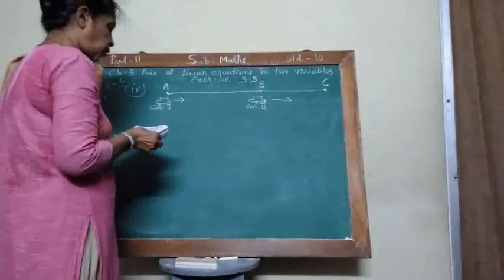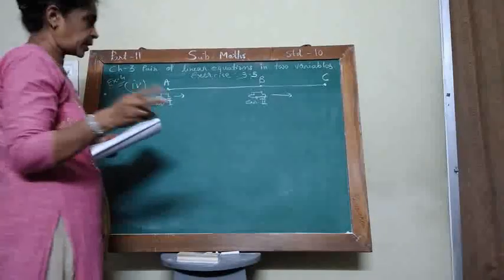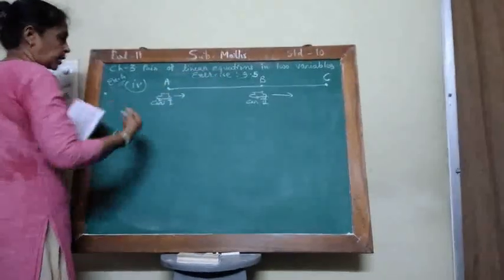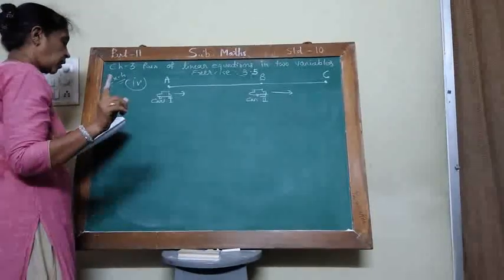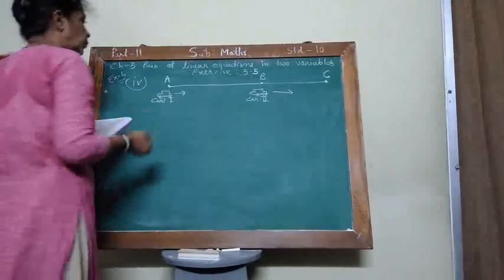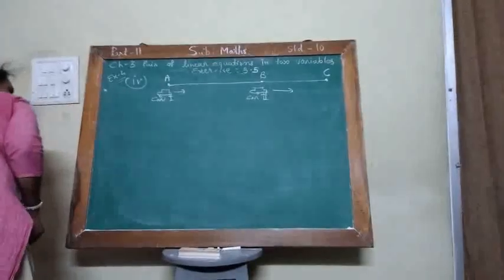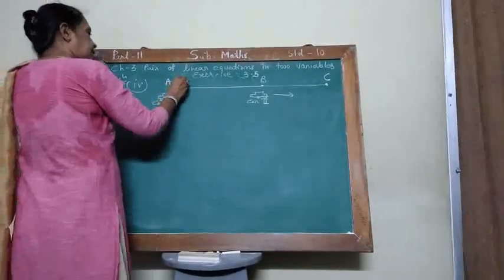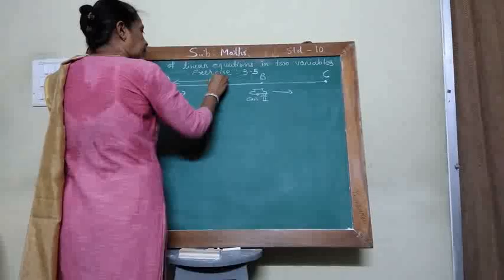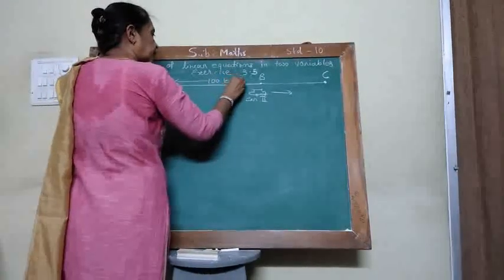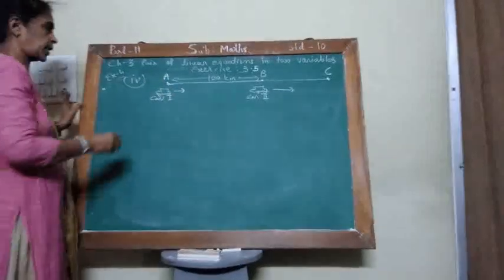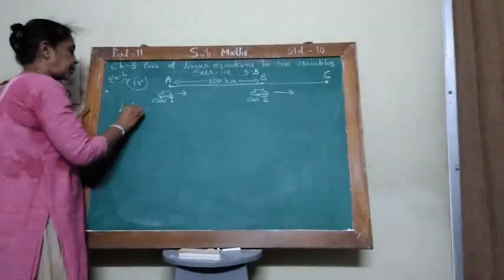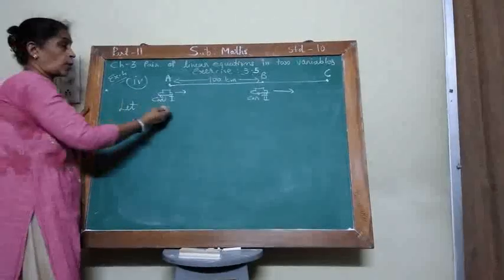Okay. What are the speeds of the two cars? If they travel towards each other, there are two situations: in the same direction, and in the opposite direction, where they meet in 1 hour. What are the speeds of the two cars? The last statement is very important, and the distance between the two places is given as 100 kilometers. So from the last statement, we have to find the speeds of both the cars.